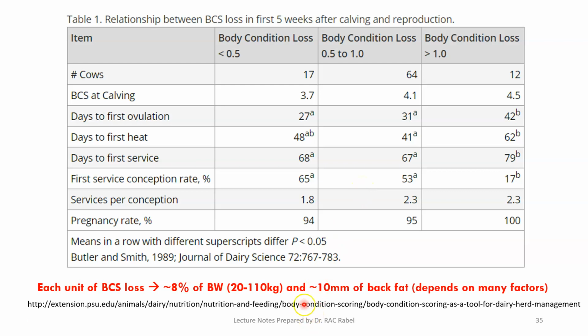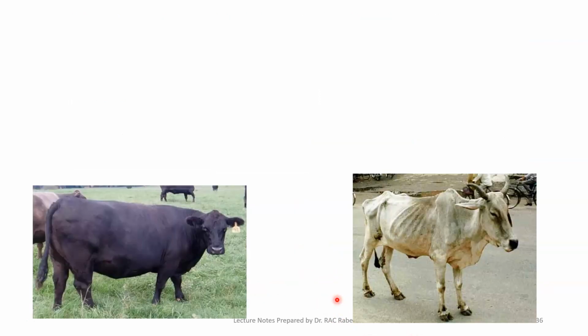Something you need to almost memorize: generally each unit of body condition score, that means 4 to 3, or 3 to 2, or 5 to 4, is usually about 8% of the body weight. So if it's a 500 kilogram animal and it loses body condition score from 4 to 3, how many kilos of fat is that? 8% of 500 kilos, that's about how much? You do that calculation, and generally it is also about 1 centimeter of back fat.